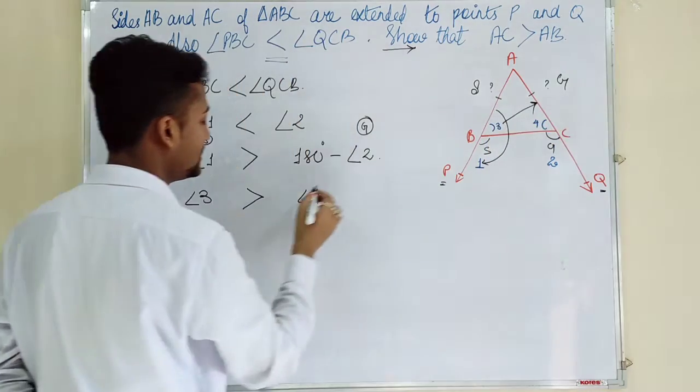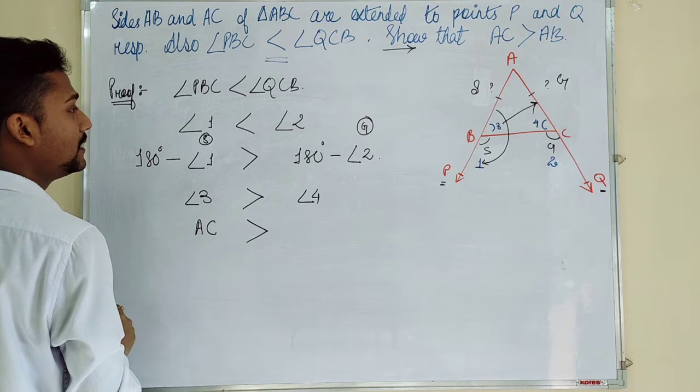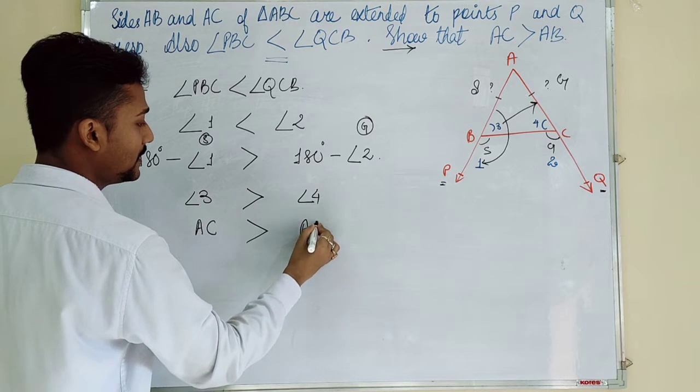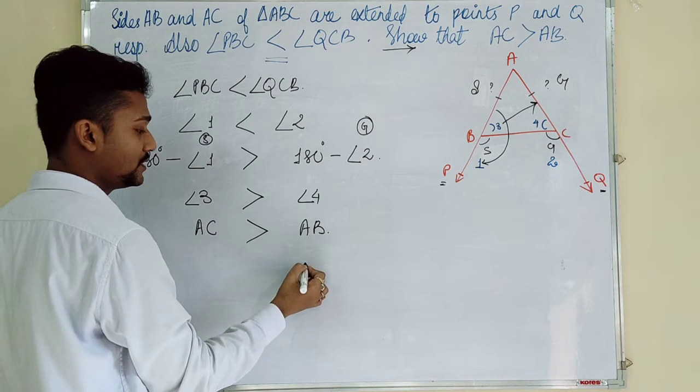That means what? The side opposite to angle 3 is AC and the side opposite to angle 4 is AB, isn't it? AC is greater than AB. Hence proved.